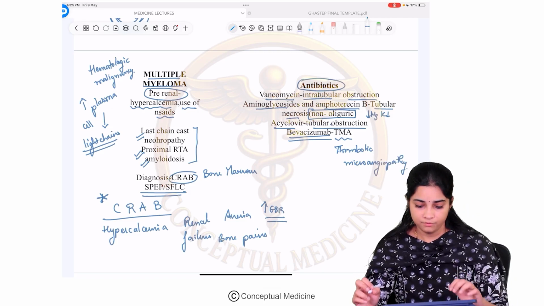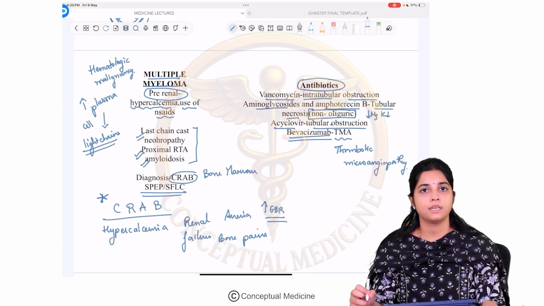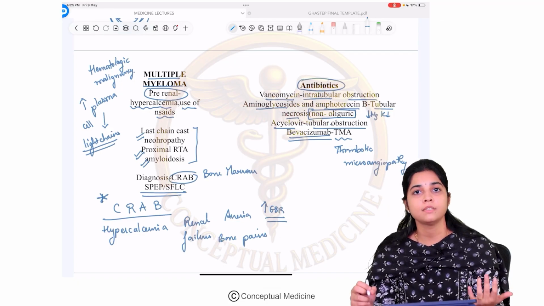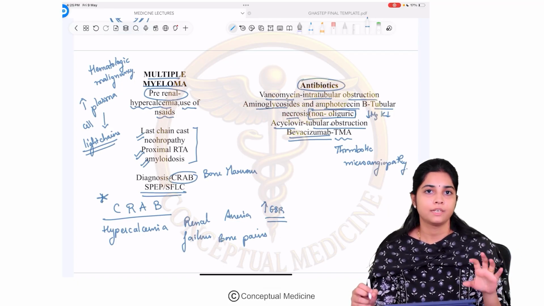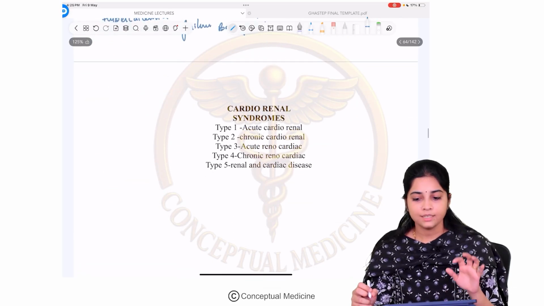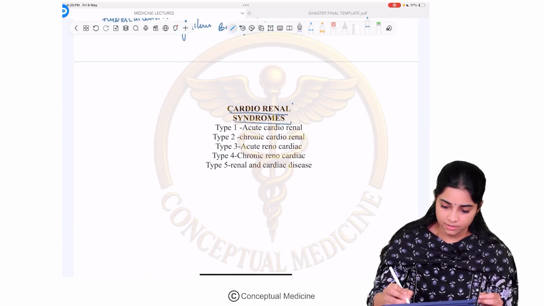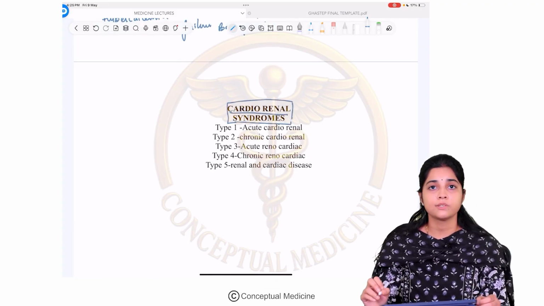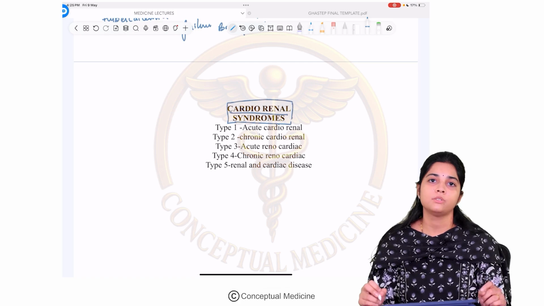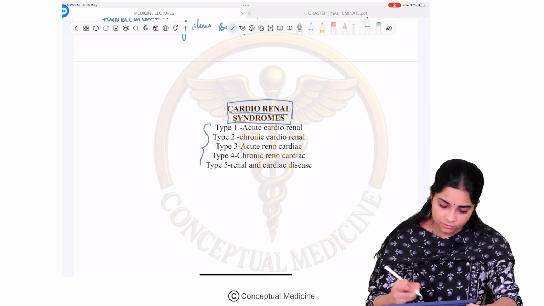Okay, fine. So this is about the various causes for intrinsic AKI. We have understood how the patient will present, what are the mechanisms, how will you diagnose and treat each type. Alright, fine. Let us understand a separate entity which is called cardiorenal syndromes. So cardiorenal syndromes is also another very important etiology for acute kidney injury, right? So this is divided into 5 types.